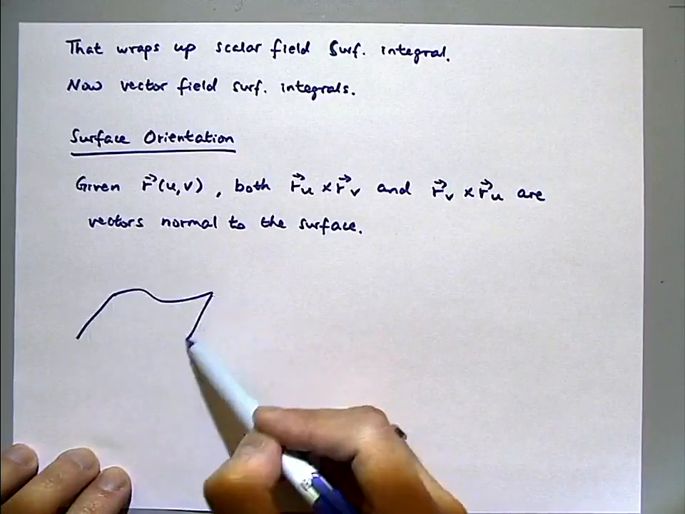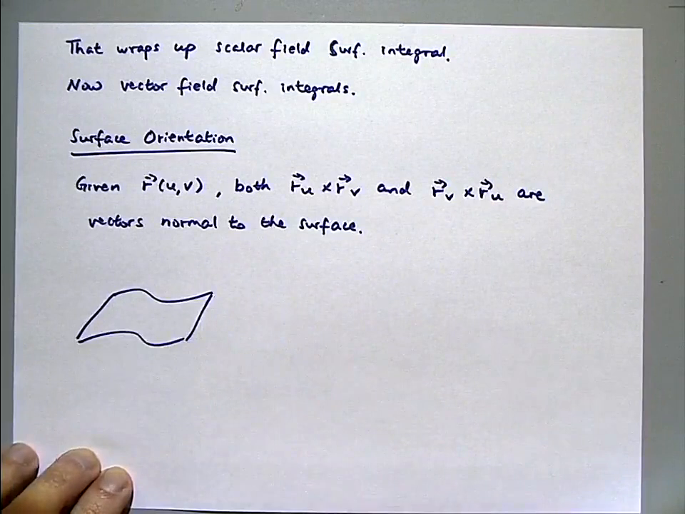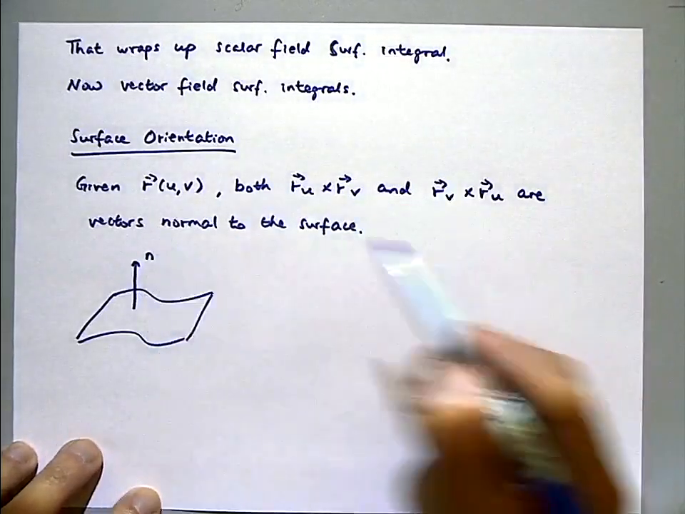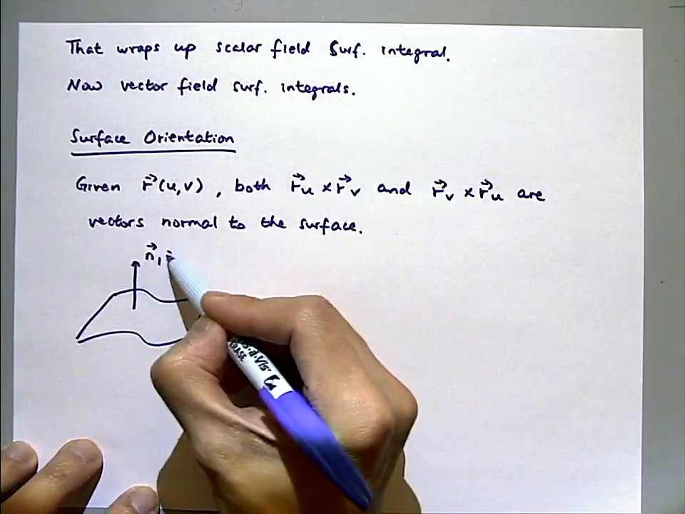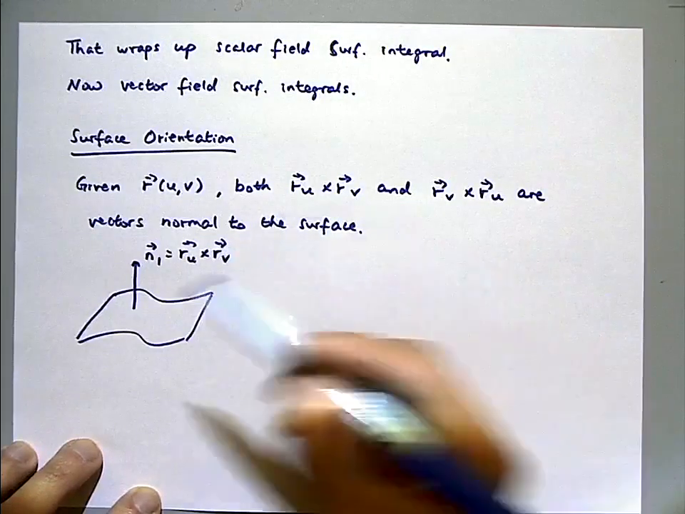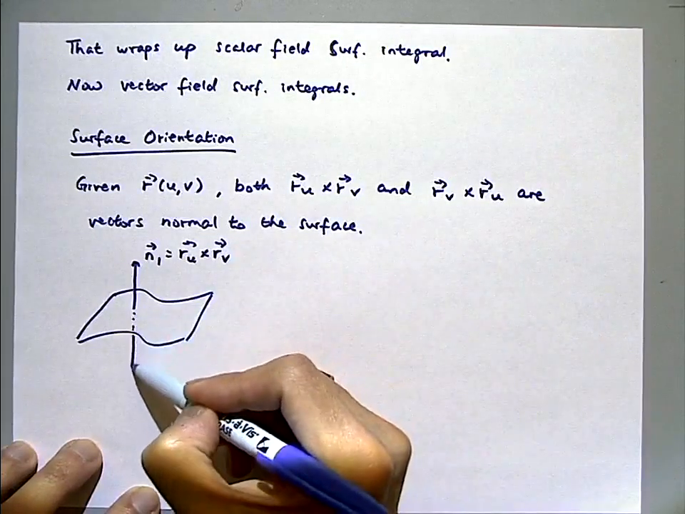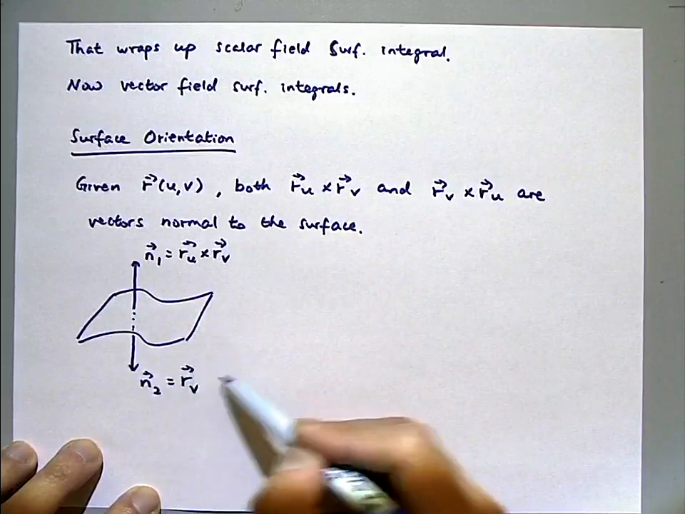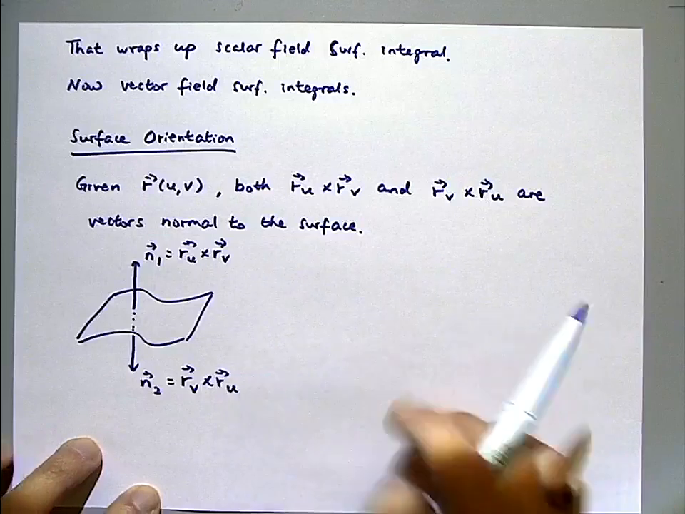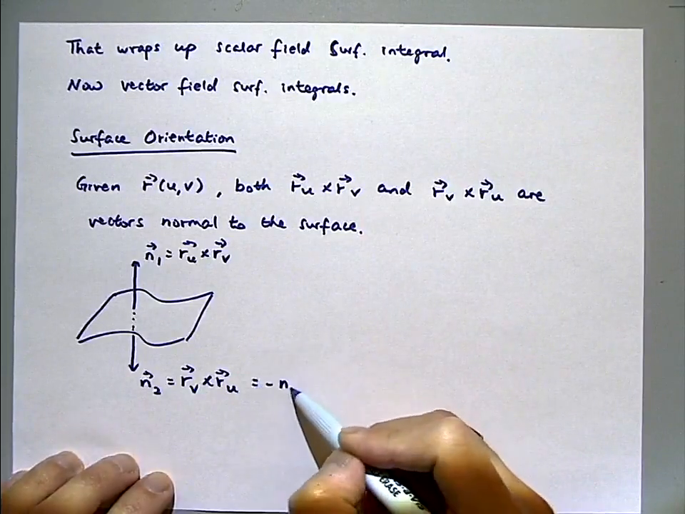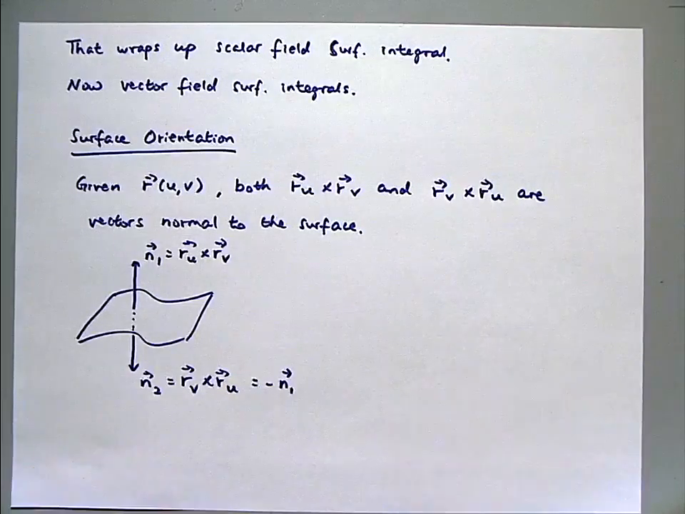So imagine you got a surface looking like this. This first vector, this might be Ru cross Rv, for example. And of course, the one that's pointing the opposite direction is going to be the reverse of the cross product, which of course is just the negative of the other one, right? We know that.